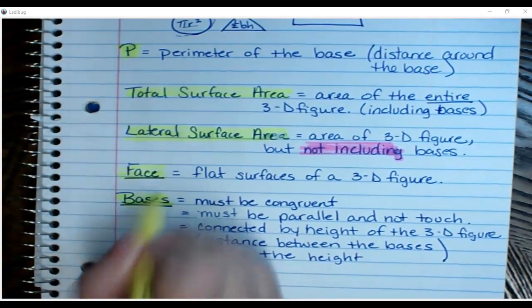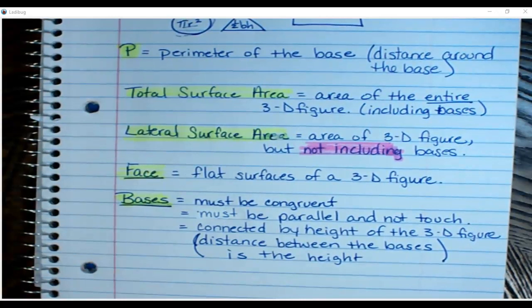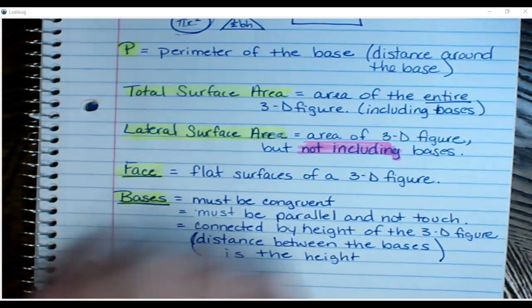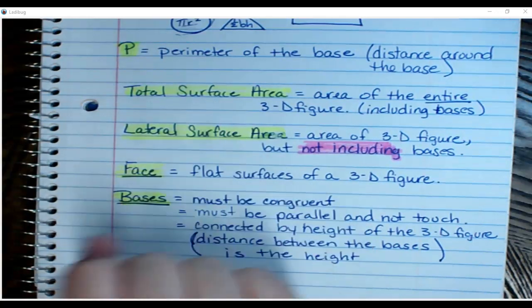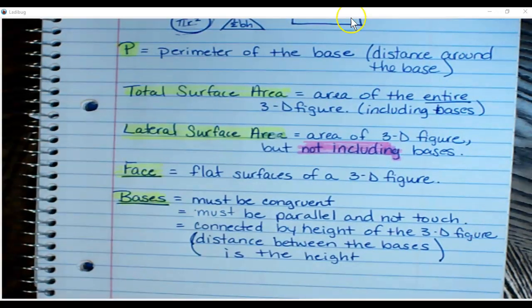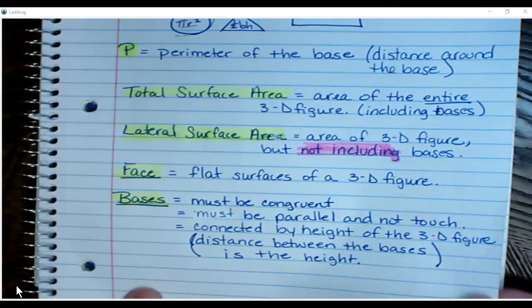Once we do our drawings on the next page, you'll be able to see exactly how those faces and bases relate to each other. We'll also be able to better understand what we mean when we talk about total surface area and lateral surface area. Alright, I'm going to turn the page over because I'm out of room at the bottom. So now we want to talk about drawing the shapes and identifying those vocabulary terms on our shapes.